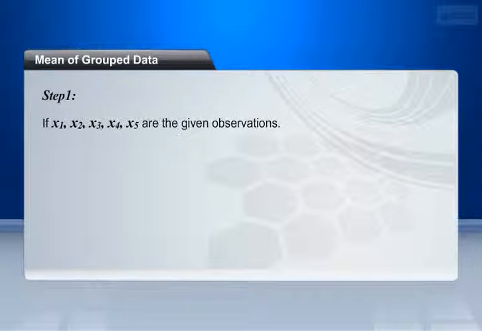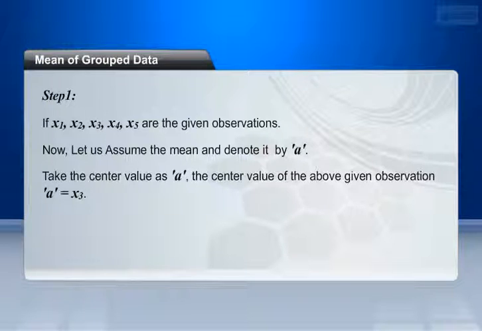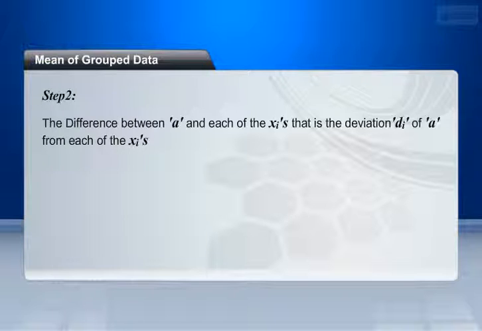Step 1. If x1, x2, x3, x4, x5 are the given observations. Now, let us assume the mean, and denote it by a, which is known as assumed mean. Take the center value as a, that is, the center value of the given observations is x3, that is, a equals x3. Step 2. We find the deviation, di, of each xi, as the difference between each xi and a, that is, di equals xi minus a. This implies that di equals xi minus x3, since a equals x3.